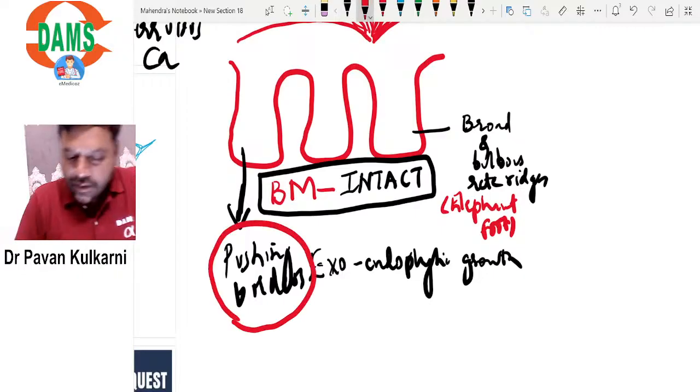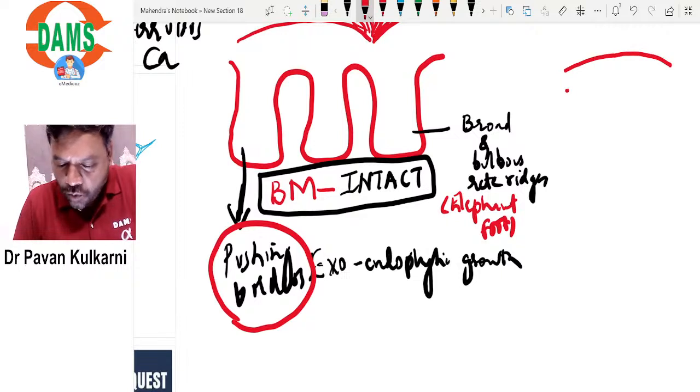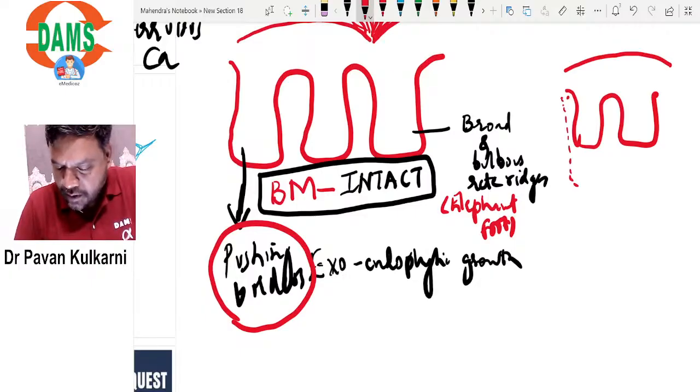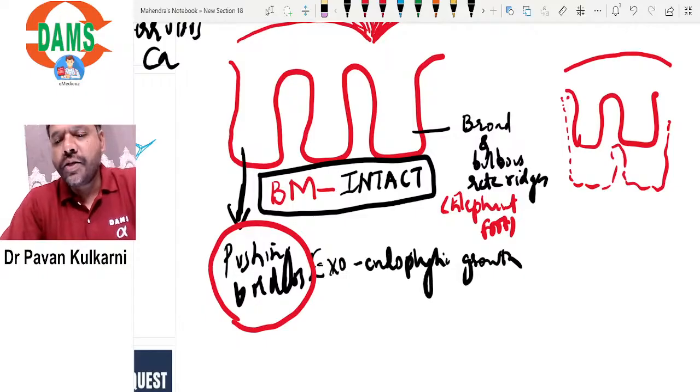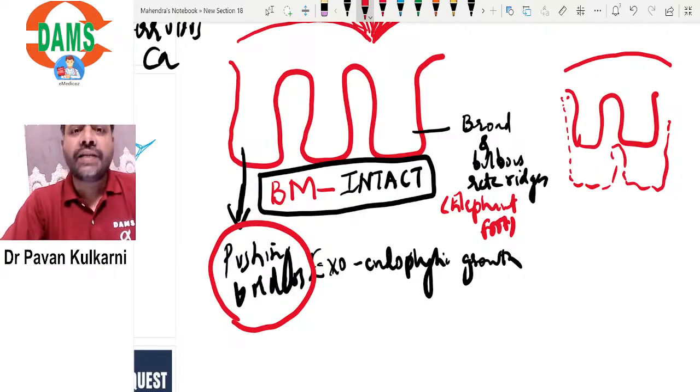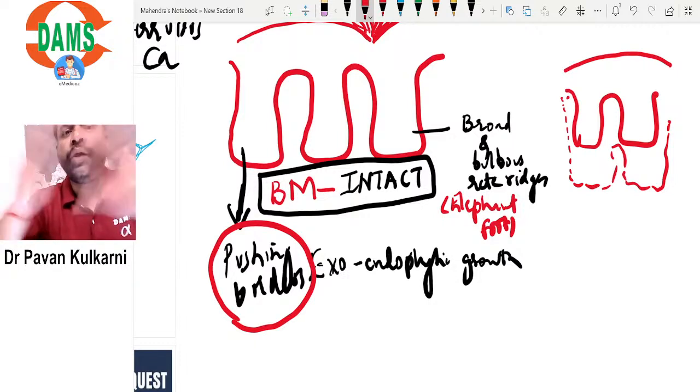That means, suppose the retroedge initially was here, okay, after some days or some months, it will become like this. It is pushing downwards into the connective tissue. This is called pushing borders. Remember, here the basement membrane is intact, but the retroedge is pushing, because of this particular growth pattern, exoendophytic.